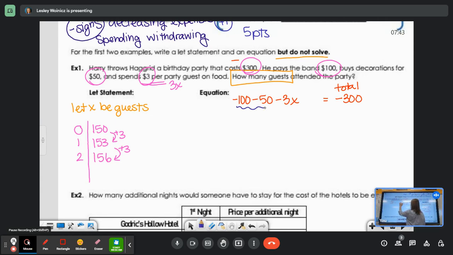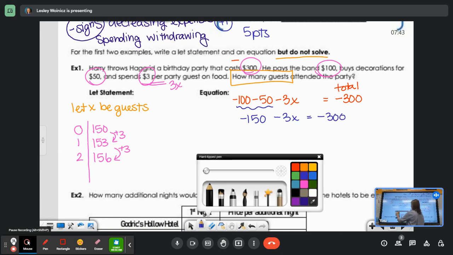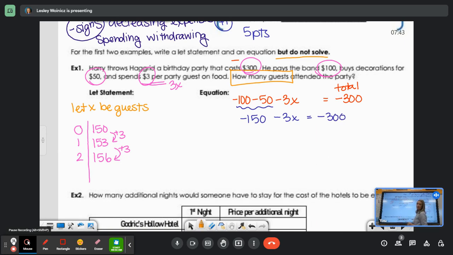We talked about combining the cost for the band and the decorations. So that's negative 150 minus 3x equals negative 300. All right, now look at all those negative signs. They're kind of gross. Okay, aren't we allowed to divide both sides by the same number? What if I made that number negative 1?